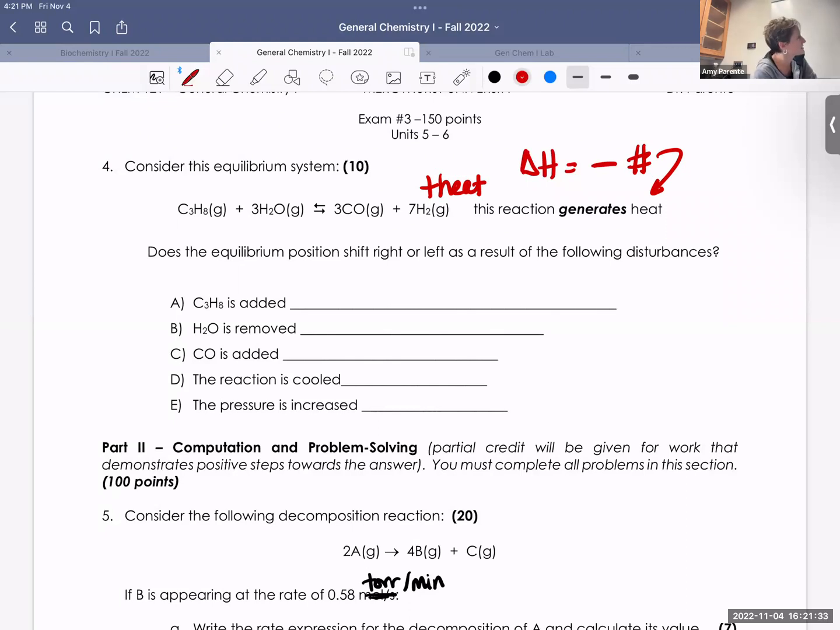So now this question asks us, does the equilibrium position shift right or left as a result of the following disturbances? So what if we add C3H8? C3H8 is this guy. If we're adding it, we push to the other side. Oh, shift right. I meant shift right. Yeah, I was thinking the right thing, but my words came out left and right. Yes. Okay. So we are removing water. Correct. Adding CO.